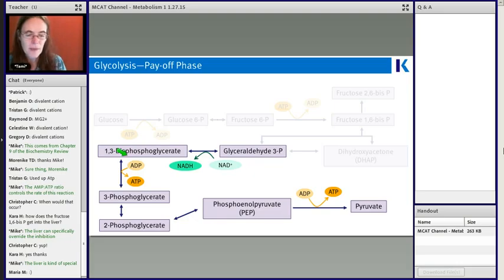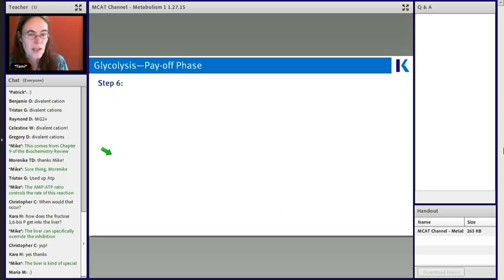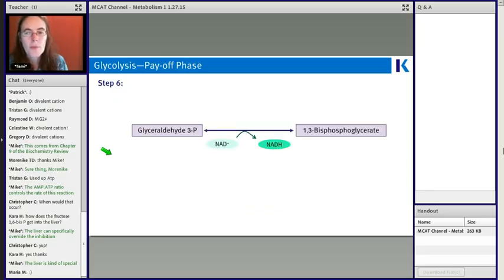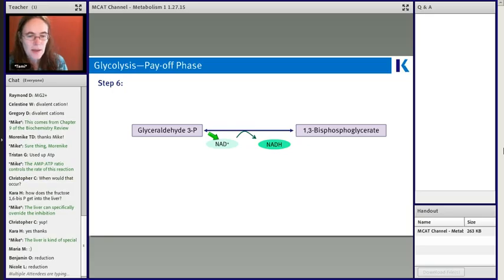1,3-bisphosphoglycerate. Okay, this is step 6. So we're now working in this direction of our chart. I'm going to flip that over to look at it on the next slide. So we're still going glyceraldehyde into 1,3-bisphosphoglycerate. I want to look at something here. I have an NAD plus going to an NADH. What type of reaction, what is happening to NAD plus when it's gaining that proton?